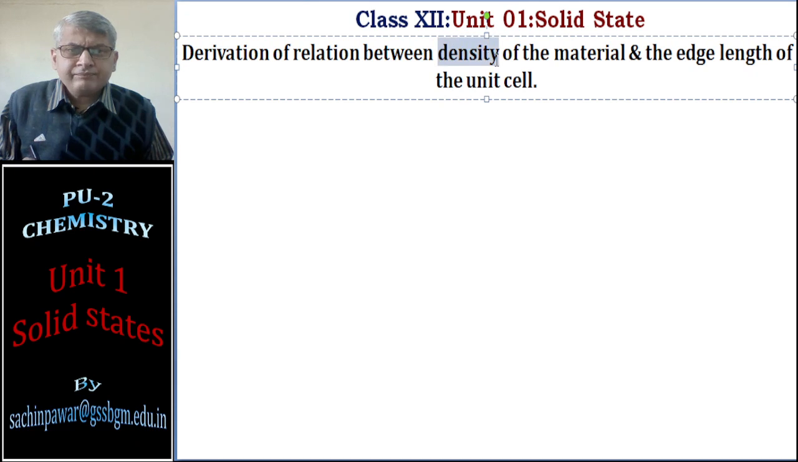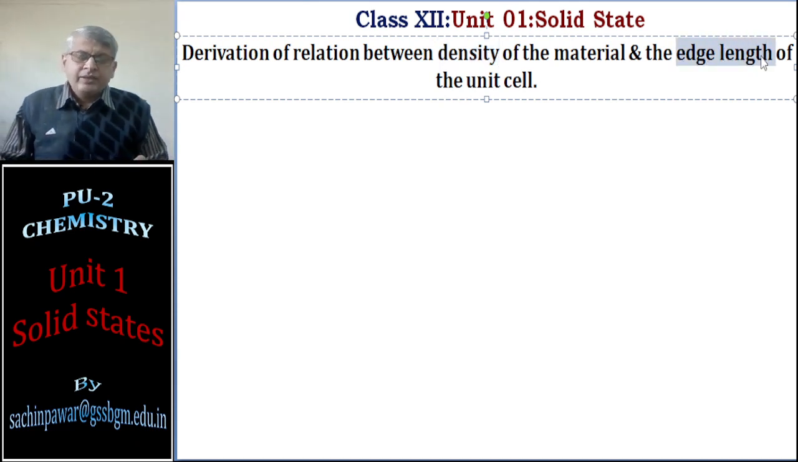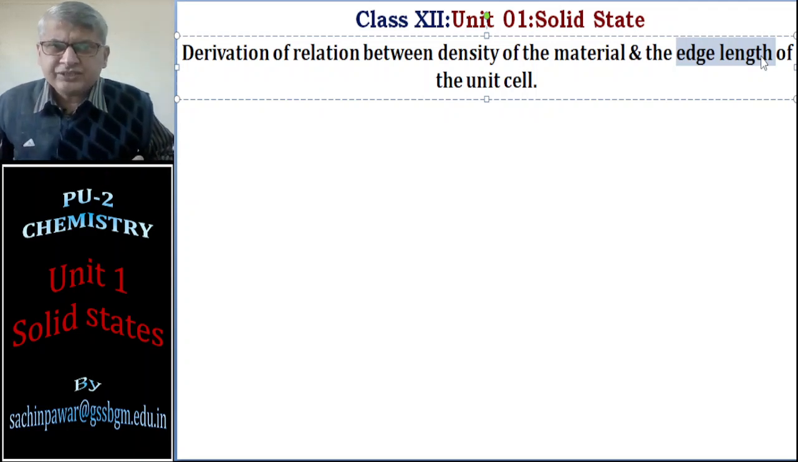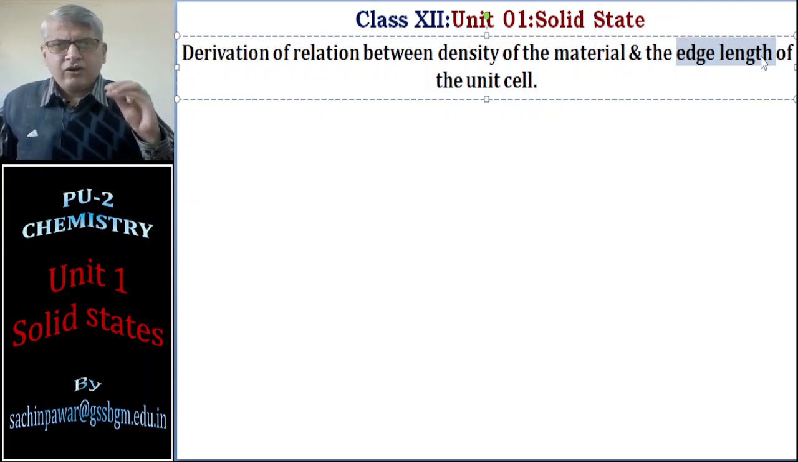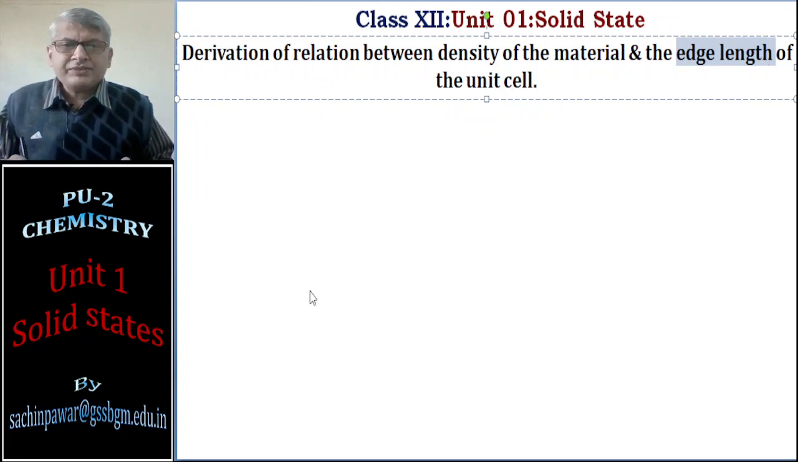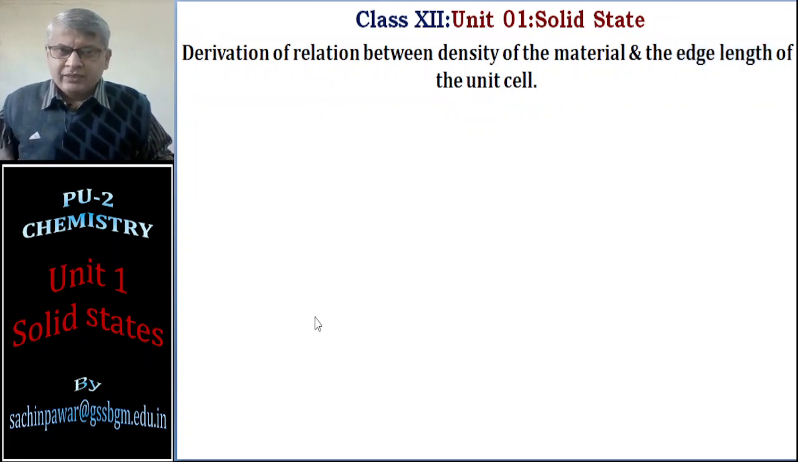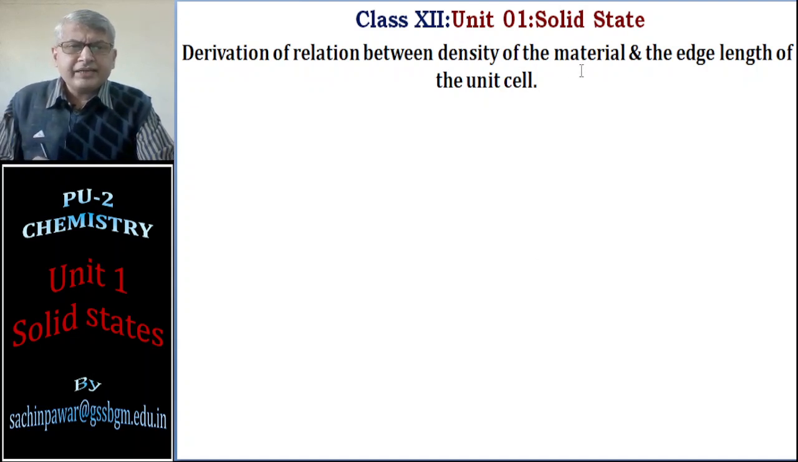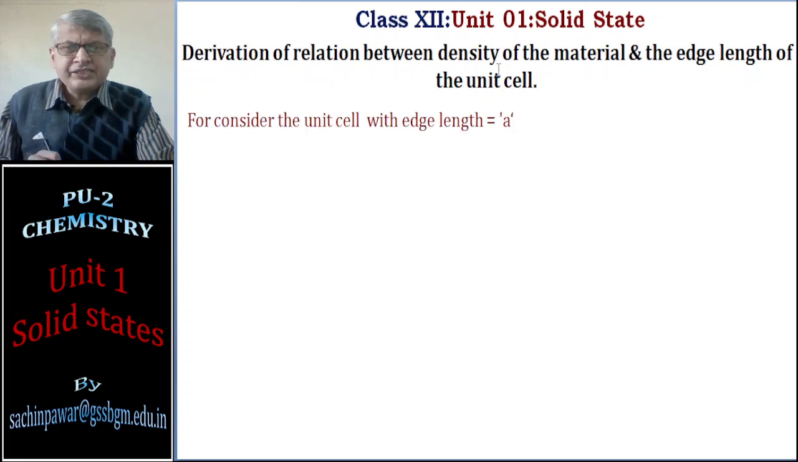of the unit cell, that is the density of the material, and the edge length of the unit cell. See, when I say unit cell dimensions, it is the number of particles present in the unit cell, the mass occupied per unit volume, that is density, and the edge length and the radius. So we have to solve problems based on that. For this we will derive first the relation between density of the material and edge length. So let's begin. Density of the unit cell.